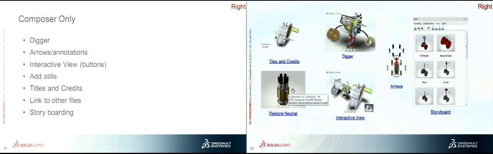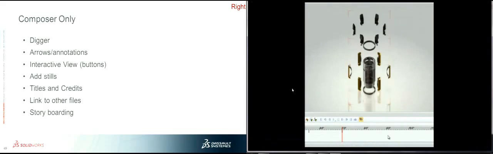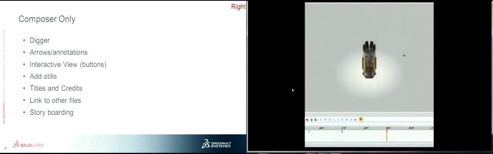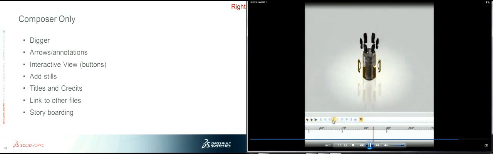This one, restore neutral, is a big one for me when I'm creating animations. When you bring the SolidWorks model in, the placement of those objects is its neutral position. That's fine. SolidWorks, of course, has the same positioning, but it's very easy to put everything back where it started with one click of a button in Composer, and that is not there in SolidWorks.